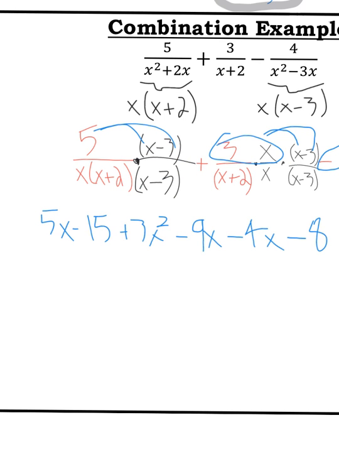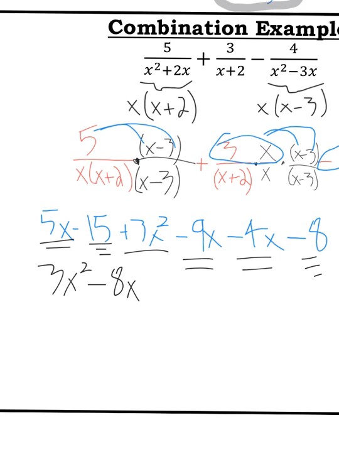So here's everything written out. We just need to write it in order and combine like terms. 3x squared is the highest degree, so 3x squared. Minus 9x combines with minus 4x, combines with positive 5x. So that'll make negative 8x. And then I'm going to combine negative 15 with negative 8, and that'll make negative 23. And all that's going to be over x times x plus 2 times x minus 3.